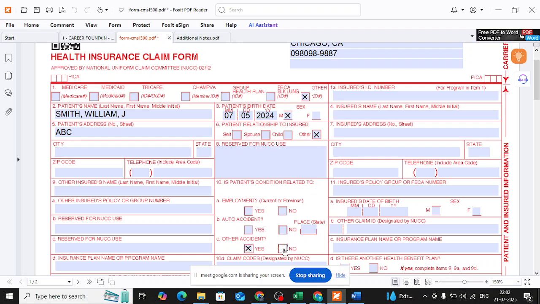Okay, or else it will go like this: no, no, and okay. So for example, the patient has one insurance which is given by the employer, and the injury happened at his workplace. In that case we have to select the workers' compensation insurance that is given by the employer, and the checkbox will be checked under box number 10, which is under employment.